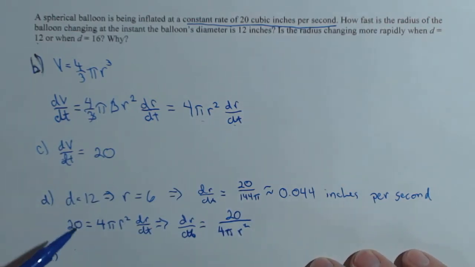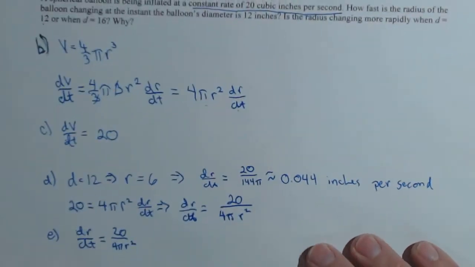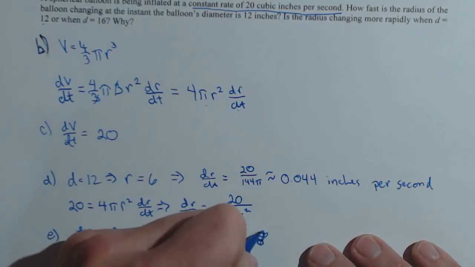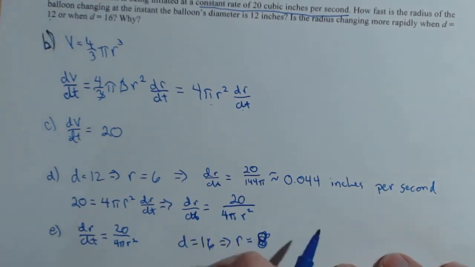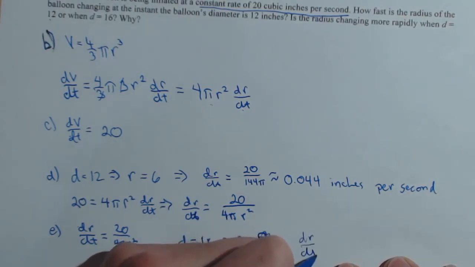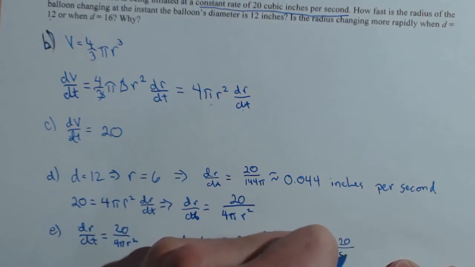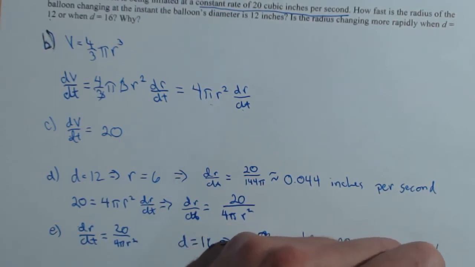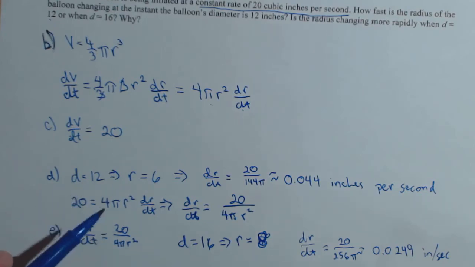Now, something to notice in part E, notice our dr/dt. Like we said, dr/dt is 20 over 4 pi r squared. So the larger r gets, the smaller dr/dt gets. So if we wanted to compare at a diameter of 12 versus a diameter of 16, which would be a radius of 8, we would expect to see a smaller value of dr/dt. And it turns out when you plug in 8, dr/dt is 20 over 256 pi, or about 0.0249 inches per second. And if we put in a larger radius, we would see it get even smaller.